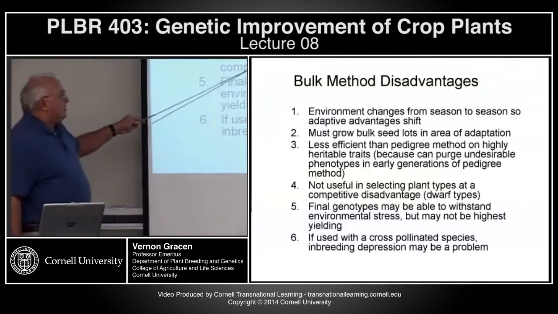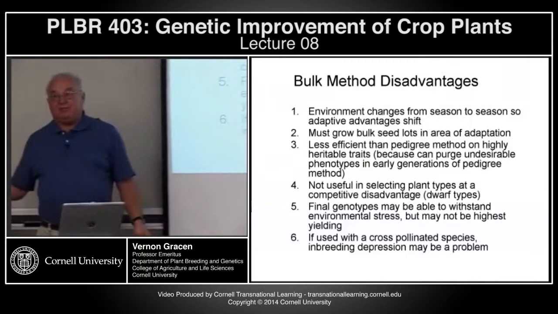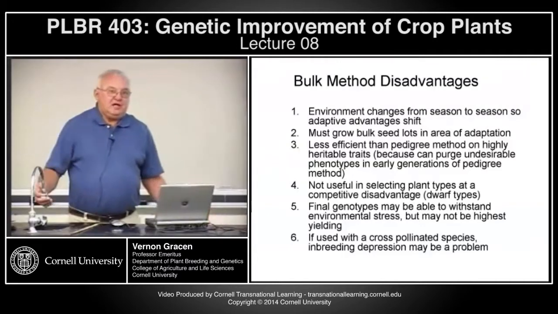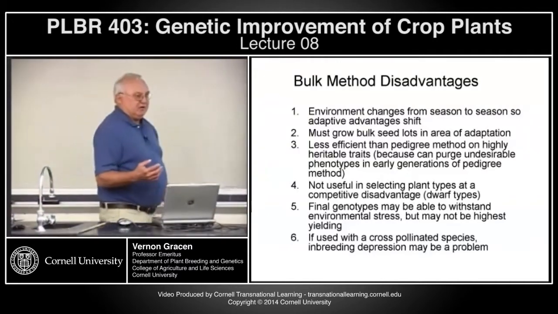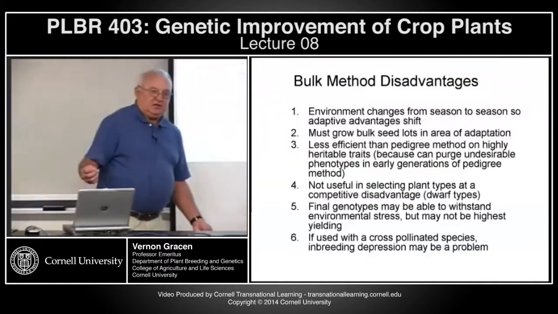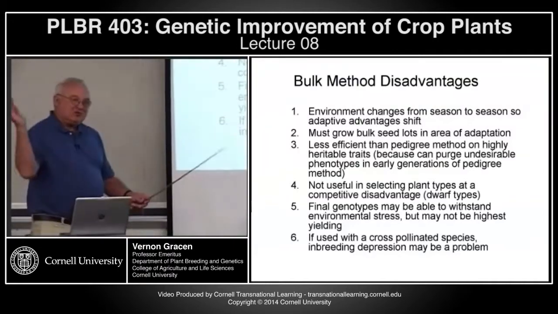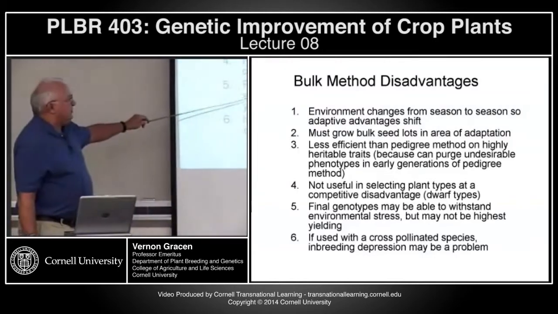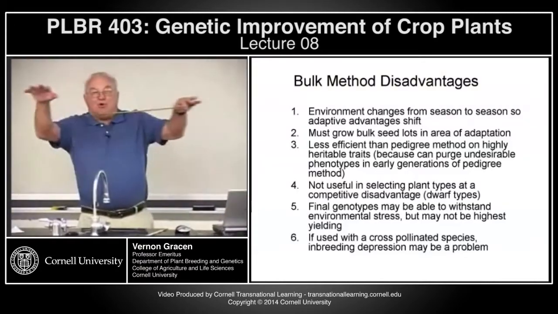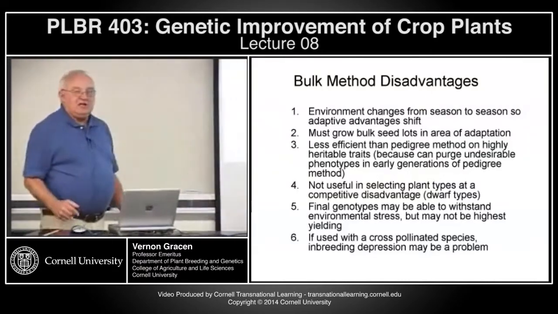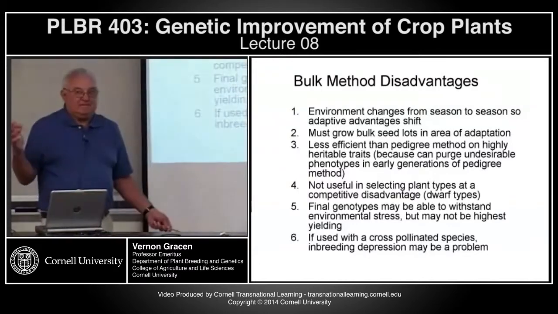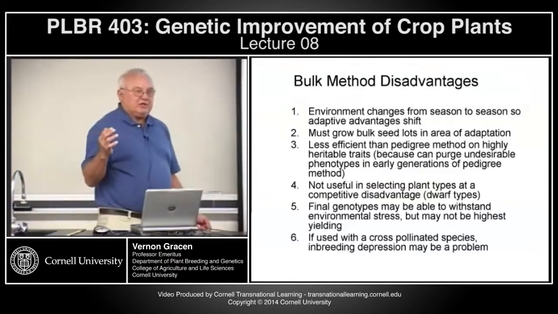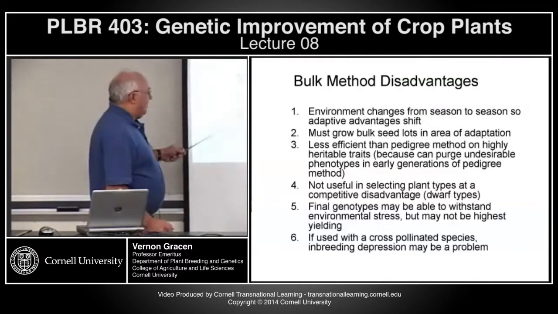So you can really carry some undesirable types along. It's not useful in selecting plants at a disadvantage, like dwarf types. That might sound silly, but most of the wheat that we grow today are dwarf, and the sorghum varieties we grow today contain dwarf genes in order to give us short plants that will stand up and not lodge, fall over before harvest. The final genotypes may be able to withstand more environmental variability, but you'll never get the highest yielding genotypes from a bulk. By definition, you're bulking the best yielding with some of the poorer yielding, and you're just not getting that high yielding one.